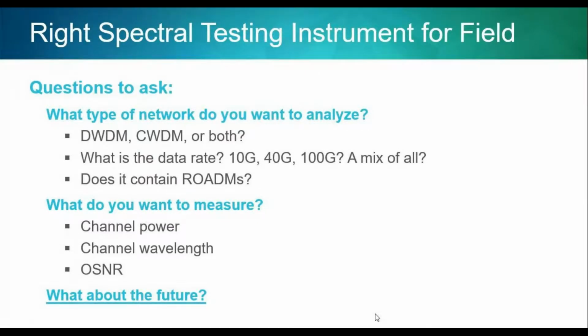Do you need OSNR? And also, there's always a question of the future. Is your system going to evolve in time? So if today you're a CWDM, but you want to add the DWDM, well, maybe going the channel checker route is not necessarily the best route. Maybe you should invest in an OSA, because then you can basically cover both CWDM and DWDM in one single instrument, right?